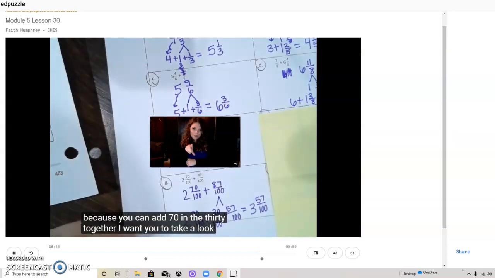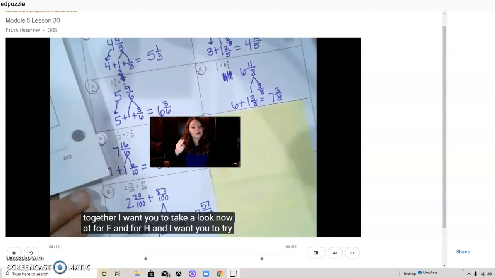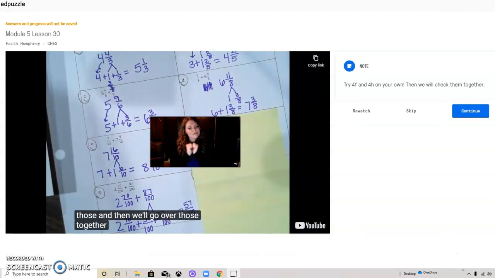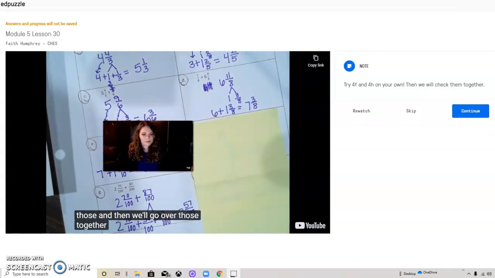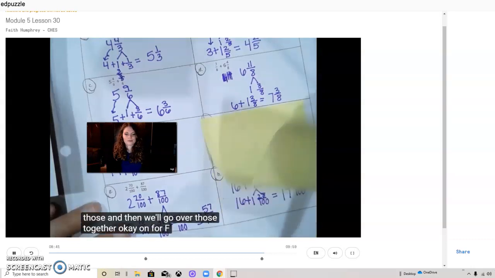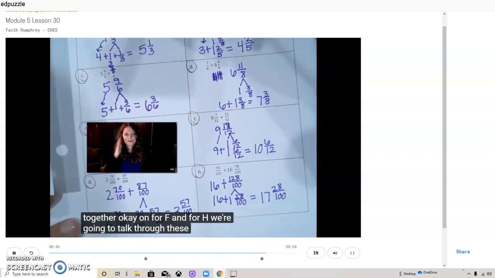I want you to take a look now at 4F and 4H, and I want you to try those, and then we'll go over those together. Okay, on 4F and 4H, we're going to talk through these.